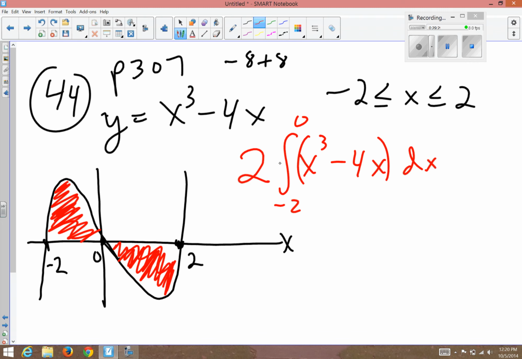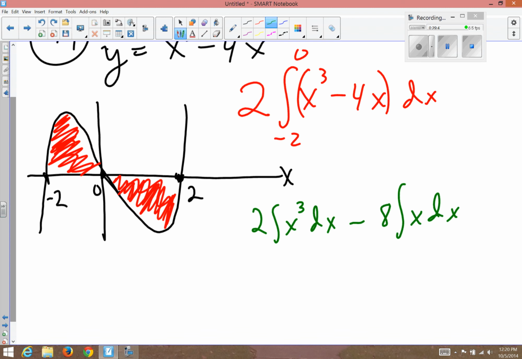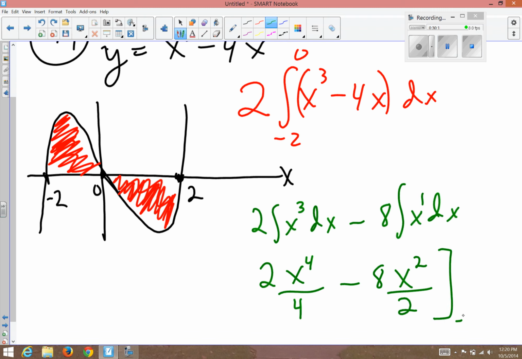So we're going to distribute this integral symbol, and the 2 and the dx. It goes like this. It's going to be 2 integral x cubed dx minus 8 integral x dx. Don't worry about the negative 2 and 0 right now that are attached here. That's 2 times x to the n plus 1, that would be 4 over n plus 1, minus 8 times the integral of x to the first dx, x to the n plus 1, that would be 2 over n plus 1. We're using the formula for the integral of x to the n, both times here, and we're integrating from -2 to 0.